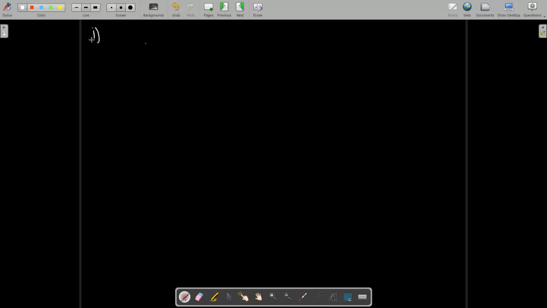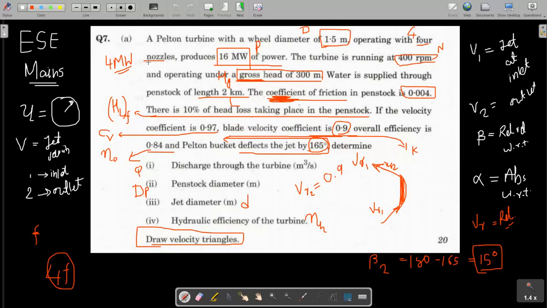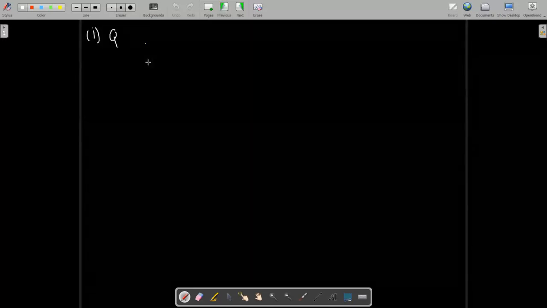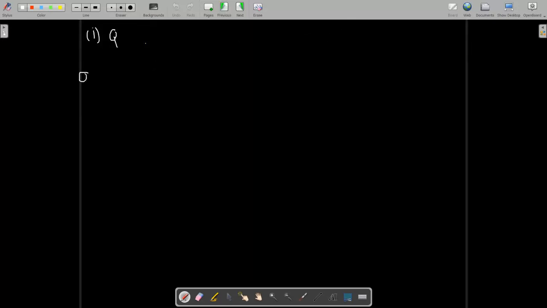So the discharge through the turbine, Q. Which equation comes into your mind? That is Q is equal to area into velocity. Yes, that is right. But for that we have to find out absolute velocity V1 at inlet, and the area of the nozzle, that means pi by 4 d square. But we do not have the diameter and we do not have V1.